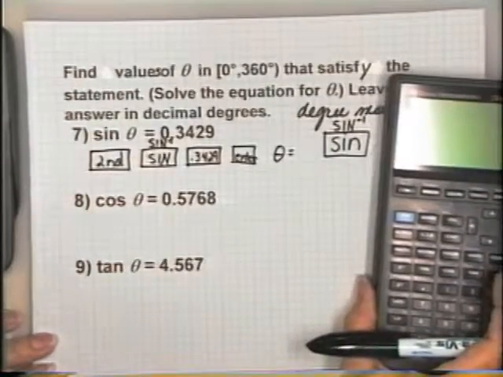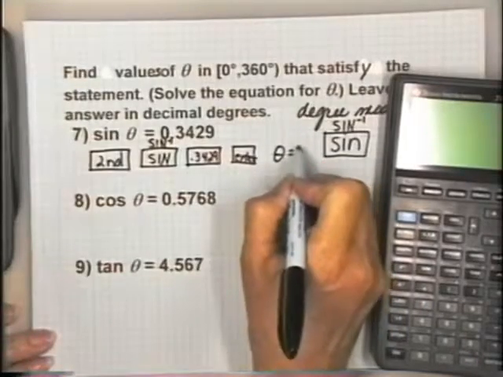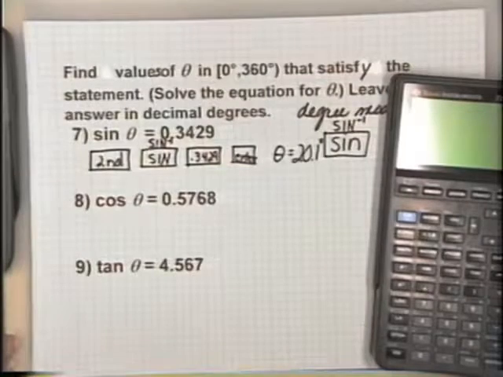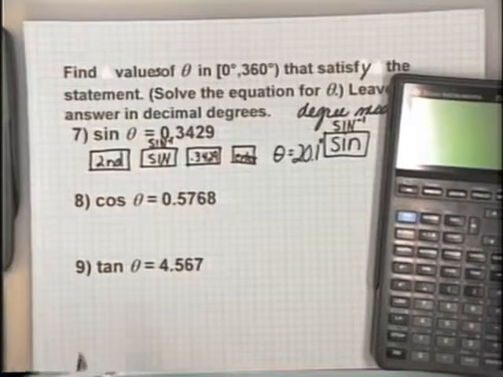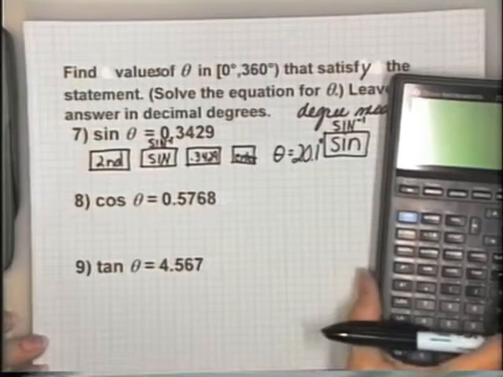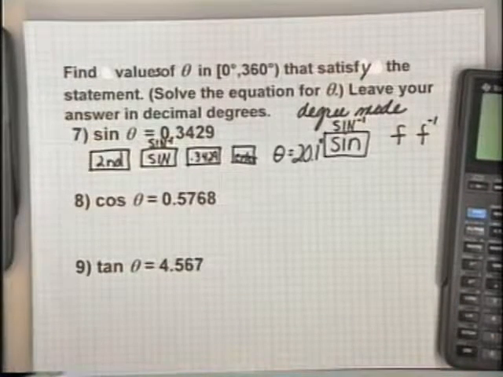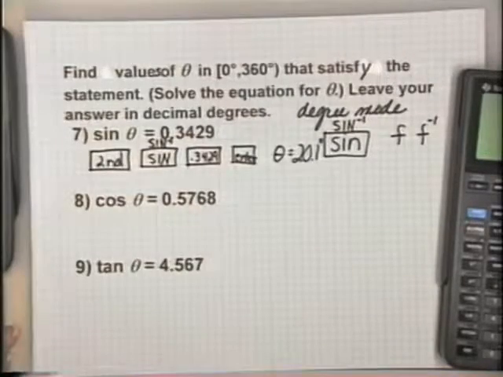I got 20.05, and rounding to the nearest tenth, it'll be 20.1 degrees. Now, let's do that on the scientific calculator, and then we'll talk about how to find the other angle that has a sine that's equal to 0.3429.